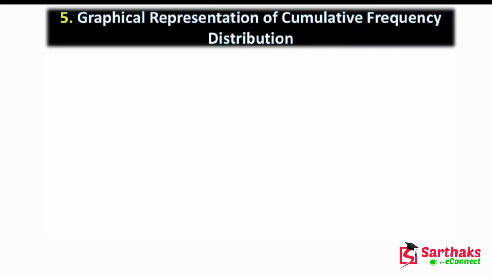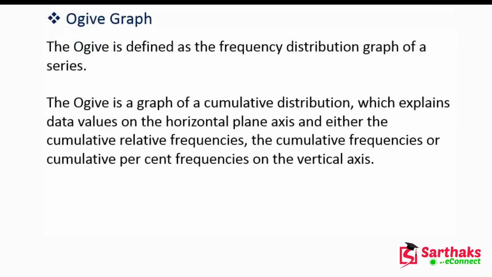In this chapter we are going to discuss graphs. What types of graphs are there? First of all we have to know the ogive curve. What is an ogive curve? Let's see that. The ogive is defined as the frequency distribution graph of a series.